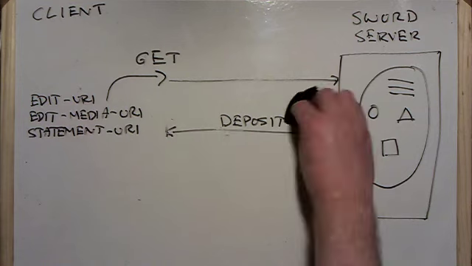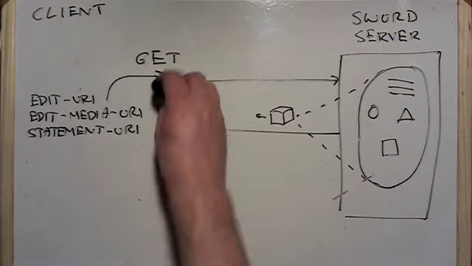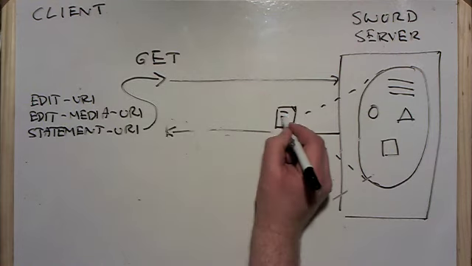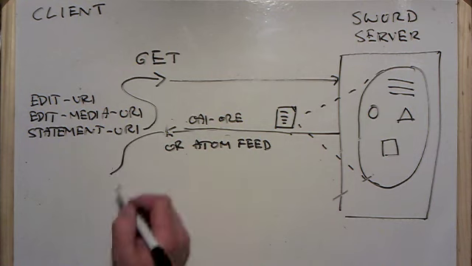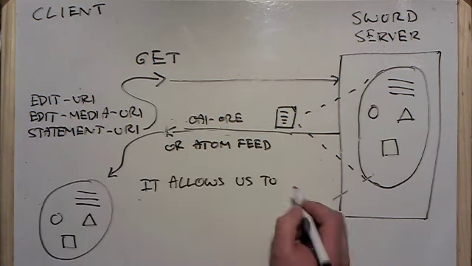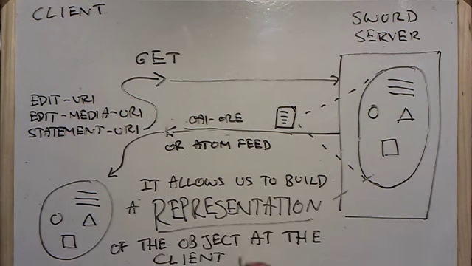If I do a get on the edit media URI though, I get back instead a package of the content that's on the server, possibly in a zip file. Whereas if I do a get on the statement URI, I get back a document which basically describes the structure of the object on the server. It allows us to build a representation of the object at the client end, and this is particularly useful.